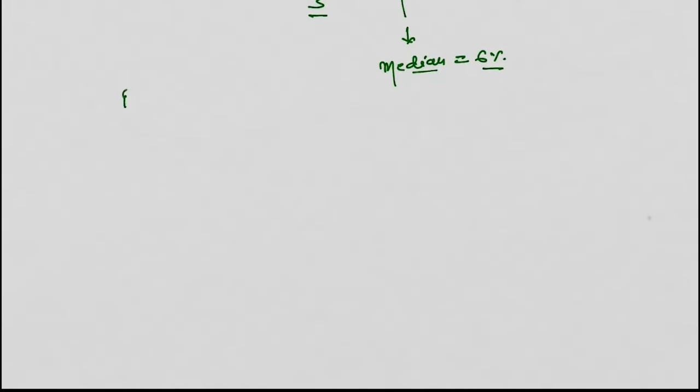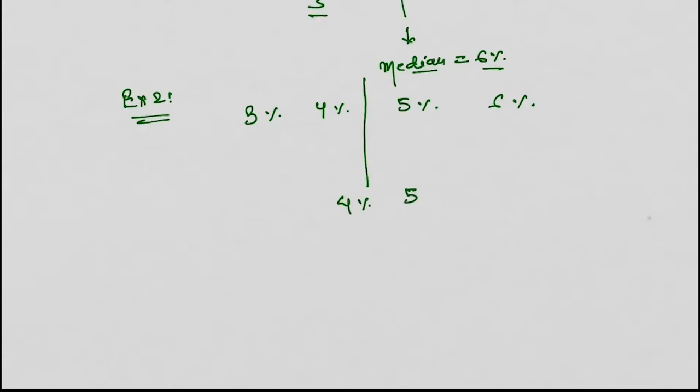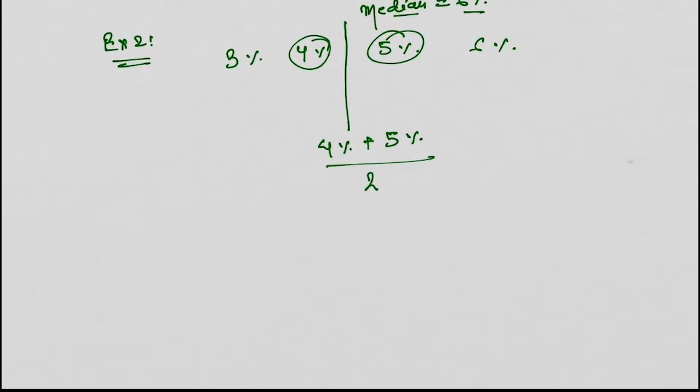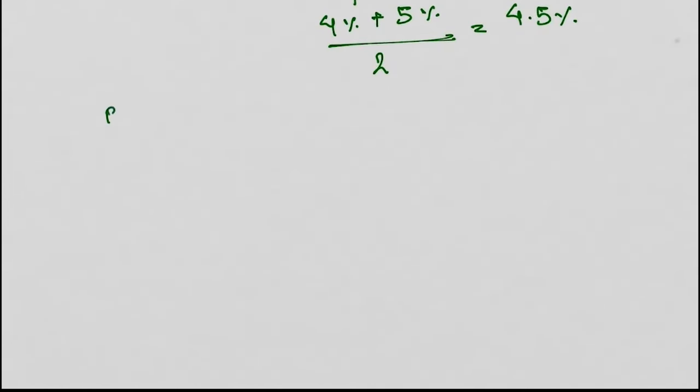Next question, example 2. I'm arranging the data for you. So it is 3%, 4%, 5%, and 6%. So what is the median? This is a line which bisects the data into two equal parts. So you take the average of the next left point and the next right point to find the median. So 4% plus 5%, divided by 2. You take the average, you get the value of 4.5%.